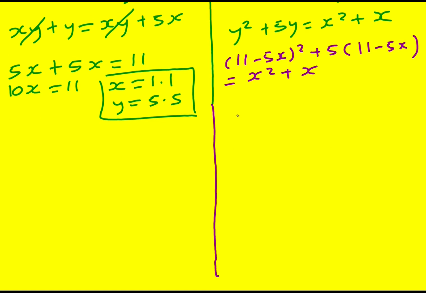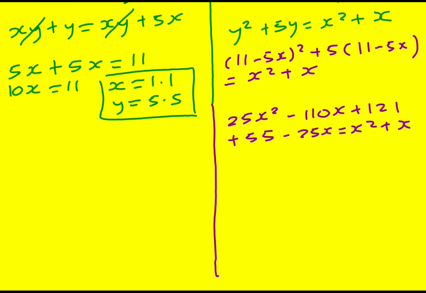Multiply this out. 25x squared minus 55x minus 55x plus 121, plus 55 minus 25x, equals x squared plus x. Therefore, 24x squared, by minusing an x squared from both sides. I'm going to get minus 135x, but then I'm going to minus another one, so minus 136x. I think that's okay. And then 121 plus 55 gives 176, and that is going to equal 0.